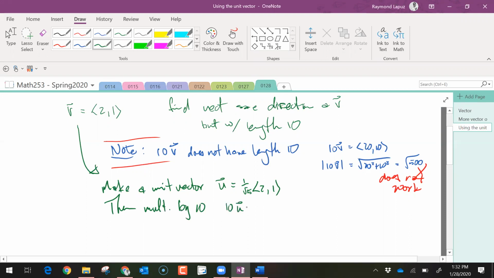So 10u is going to be 10 over root 5 times (2, 1), which again, you can leave like that, or you can distribute: 20 over root 5, comma, 10 over root 5. And so there you have a vector going in the same direction as 2, 1, but it has length equal to 10. Okay. Any questions?